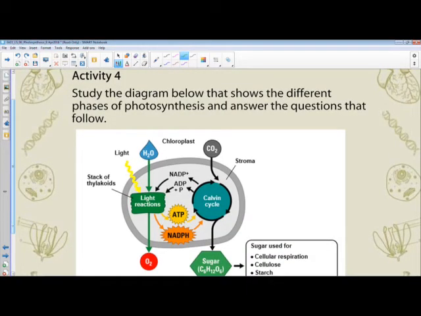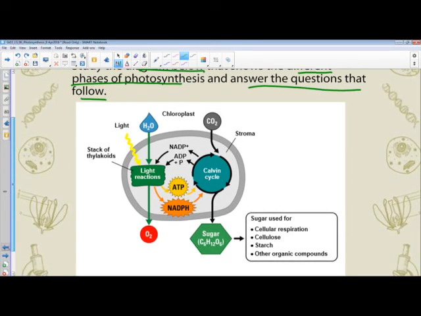Study the diagram below that shows different phases of photosynthesis and answer the questions that follow. So essentially what the diagram shows is, here we're seeing a different illustration. It shows you light, it shows you the light reaction here, and here we're seeing the Calvin cycle or the light independent phase, and we call that the dark phase. And I don't like using the word dark phase, I'd rather use the light independent phase. And here we see the products that are being produced.